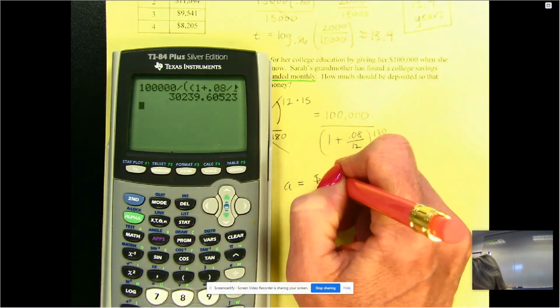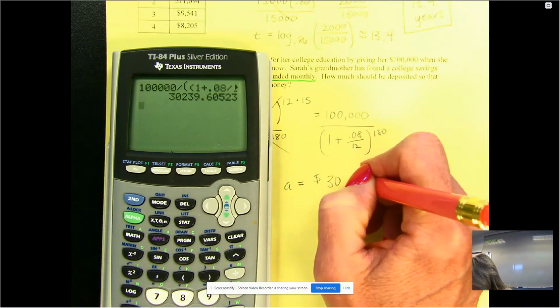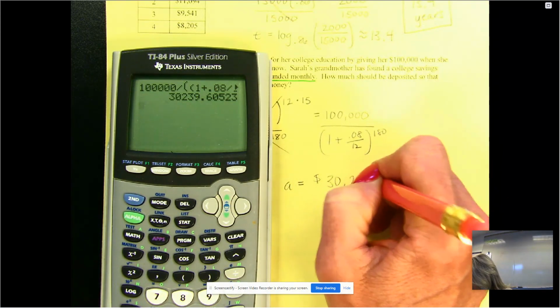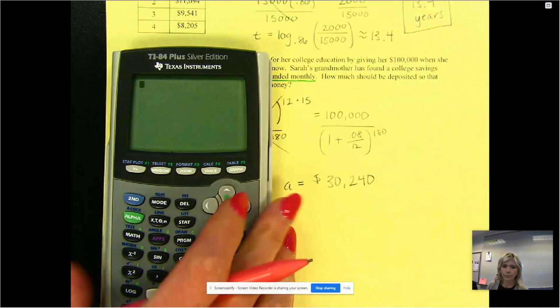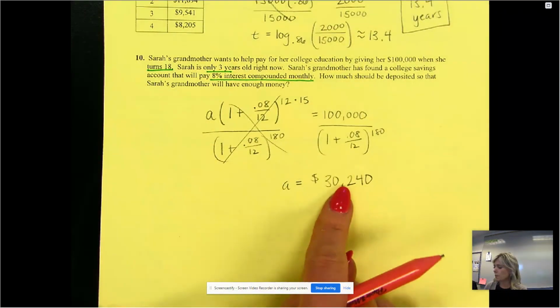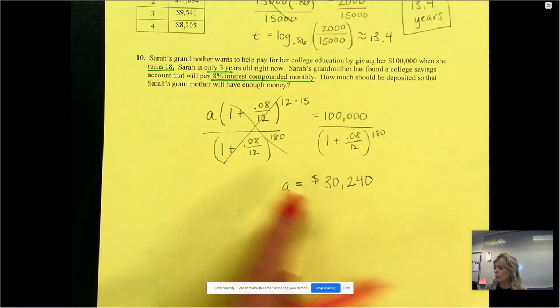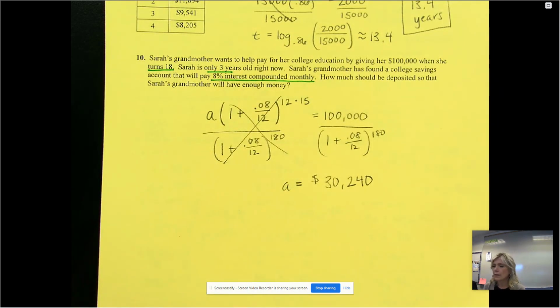30,000. I'm just going to round that to $240. Okay, so this needs to be deposited now to work in that sort of an account and have $100,000 in 15 years.